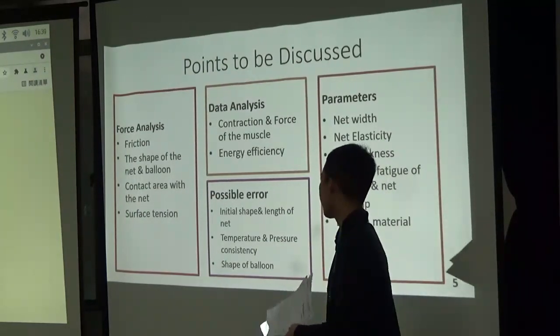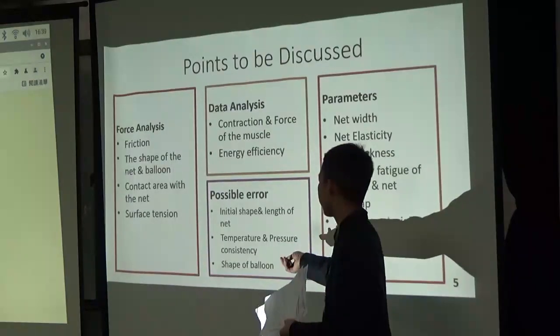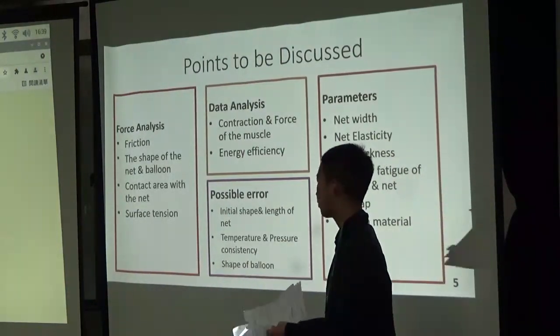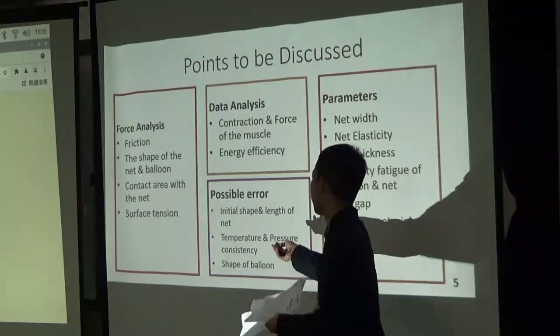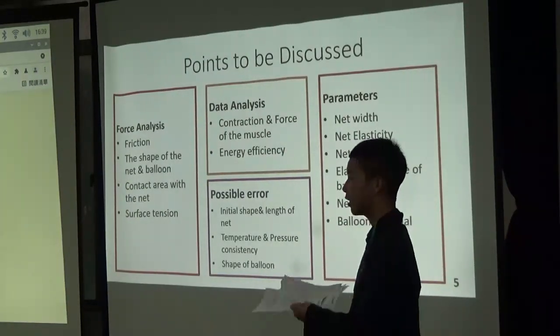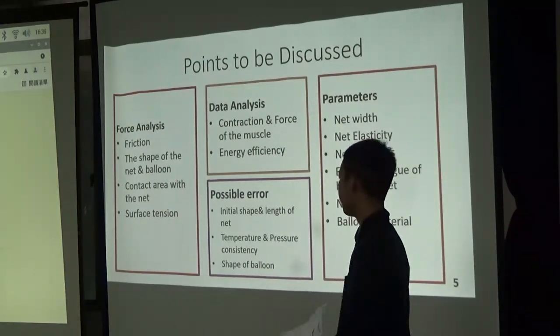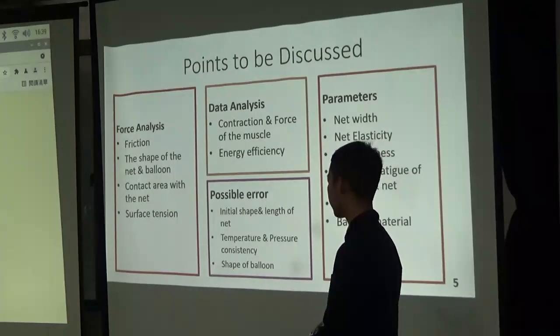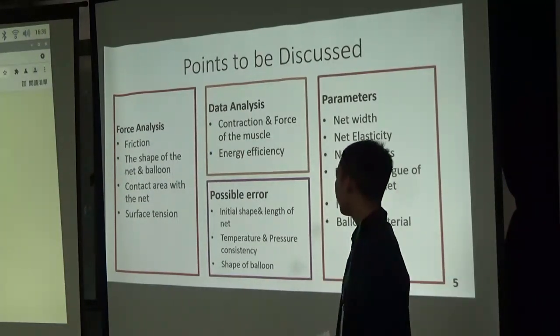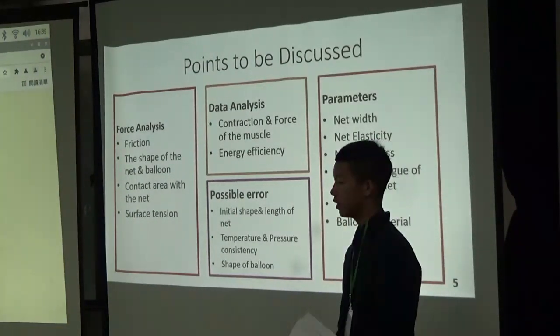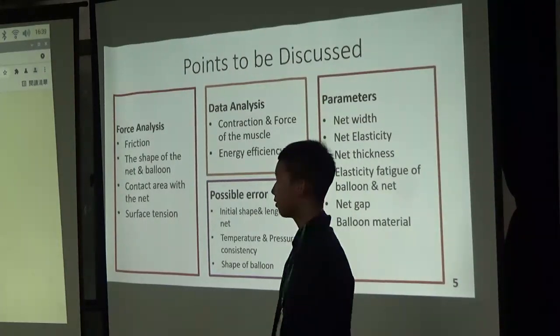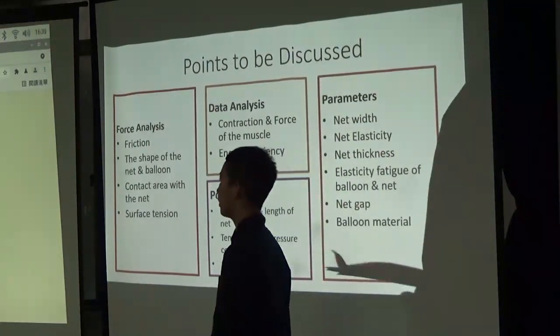Here are some errors like the initial shape and the length of the net has to remain the same throughout all the experiments. Also, the temperature and the pressure has to be consistent, otherwise it will affect the performance of the muscle. Also, the shape of the balloon is going to be answered since the reporter uses it in the theory. And I would like to invite the reporter.